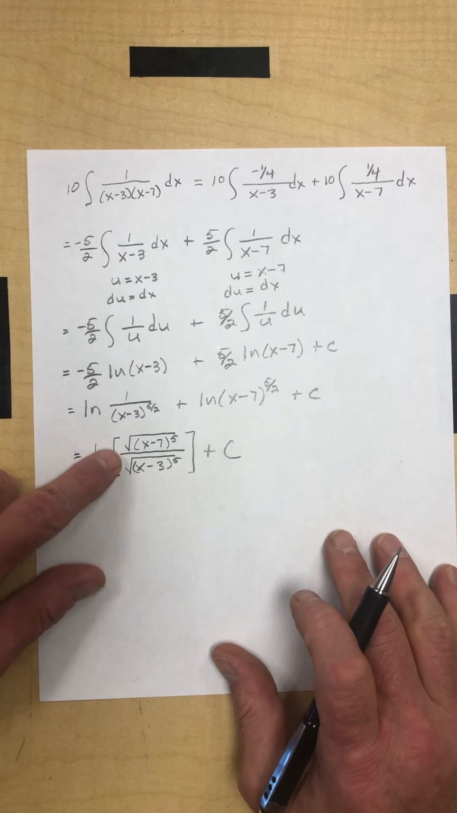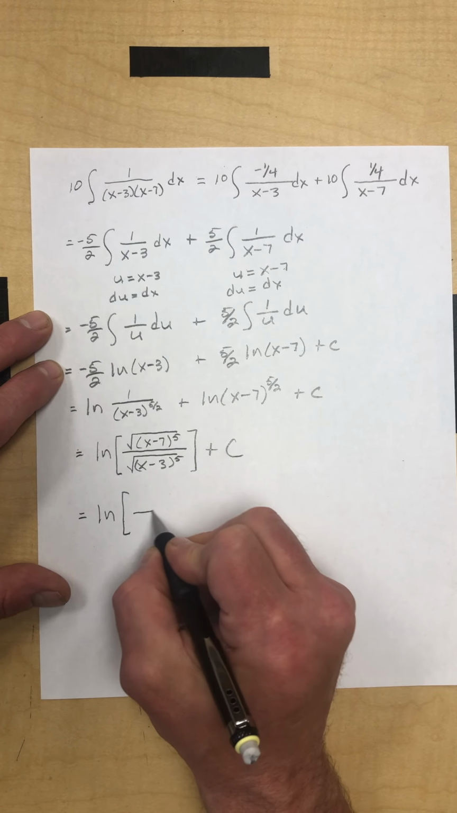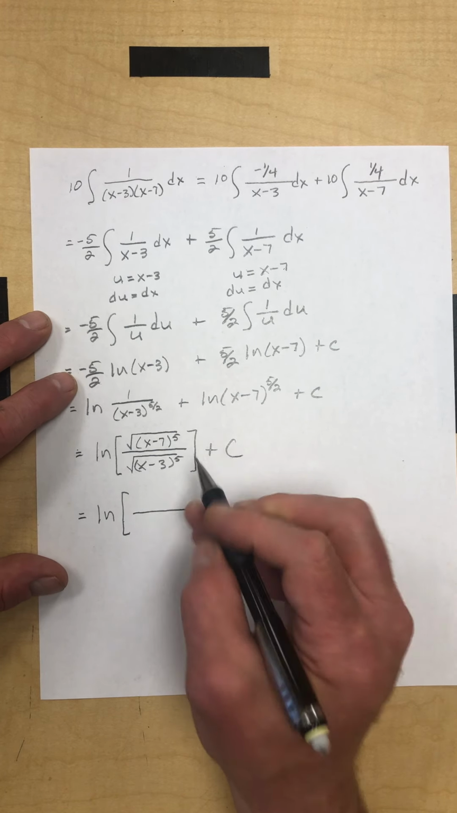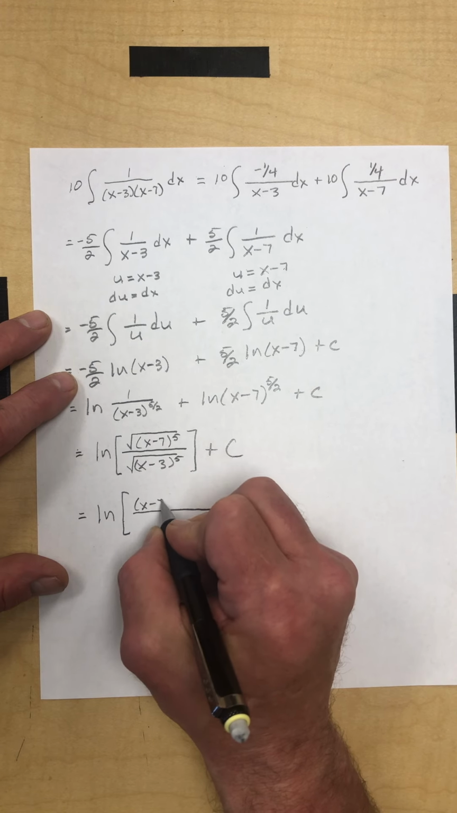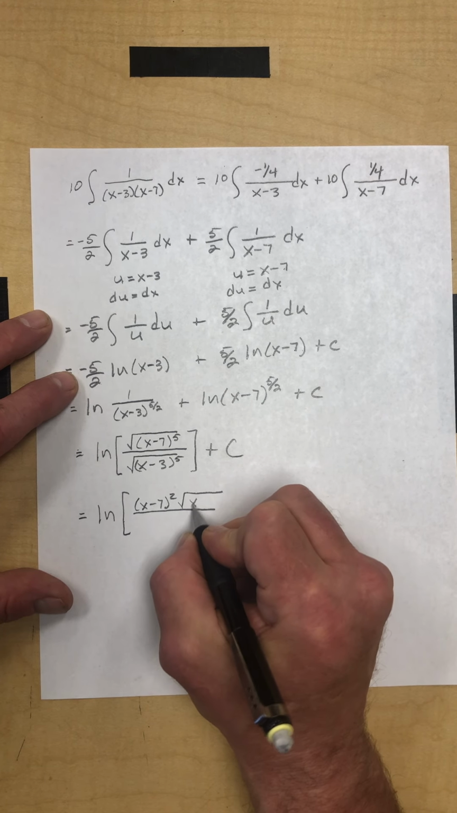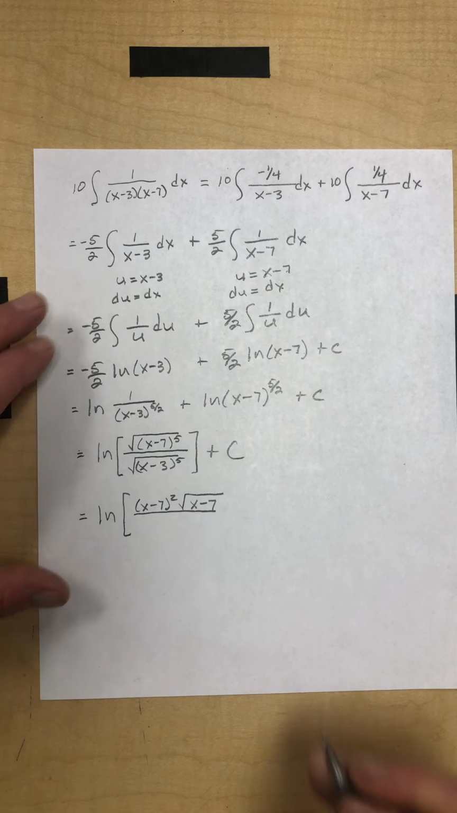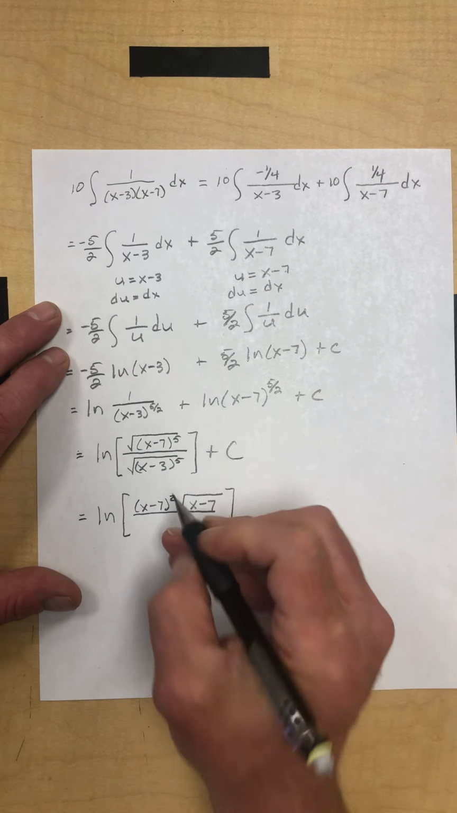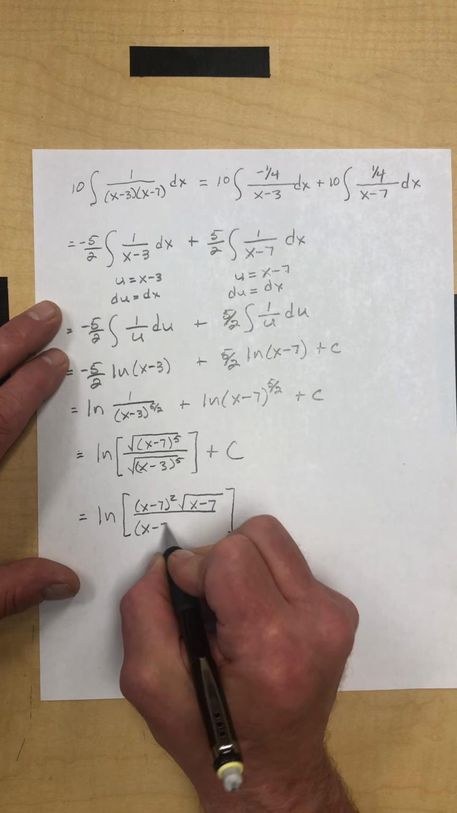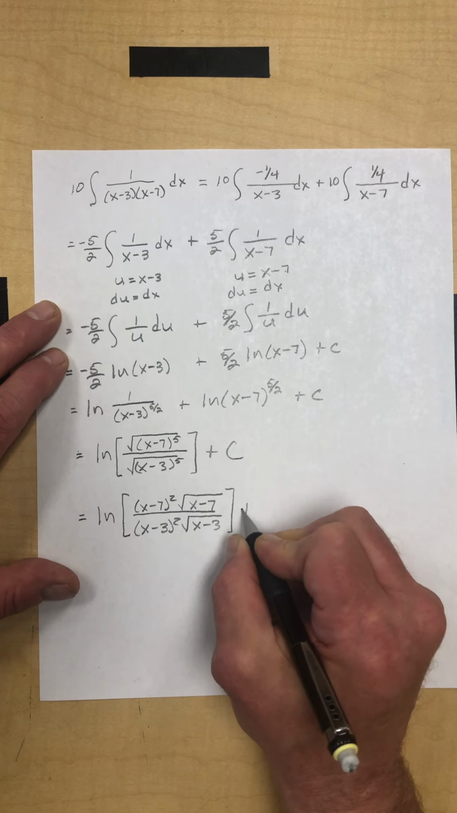Now all I'm going to do is put this in simplest radical form. So natural log of, I would take x minus 7 to the 4th power and take the square root, so I'd get x minus 7 squared times the square root of x minus 7. I think I'm running out of lead here, guys. Hopefully I can make it to the end. I would take the x minus 3 to the 4th power and take the square root, so that would be x minus 3 squared times the square root of x minus 3, plus c.